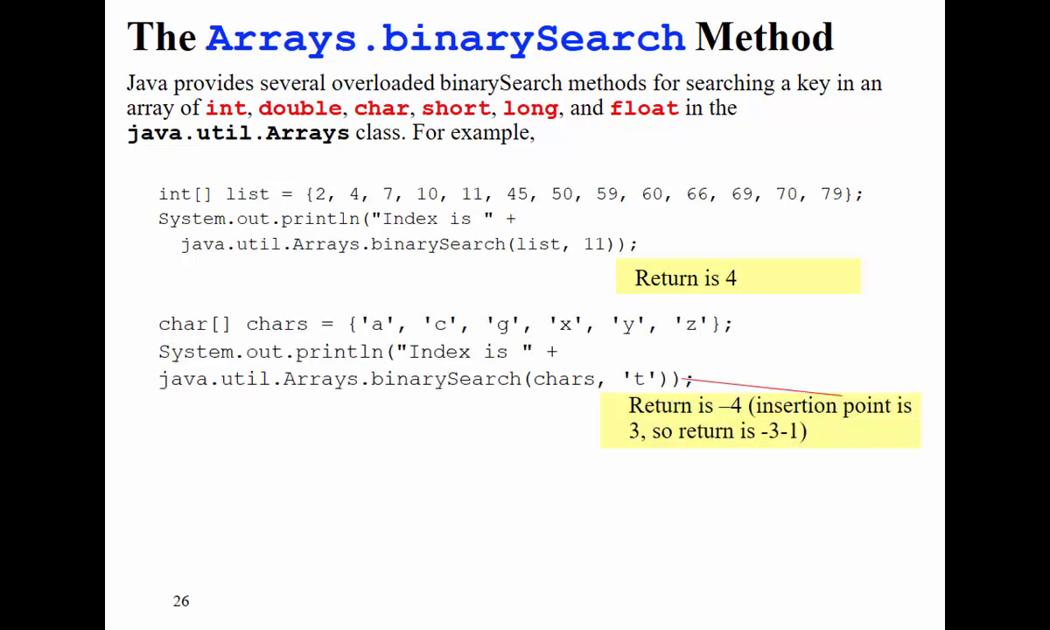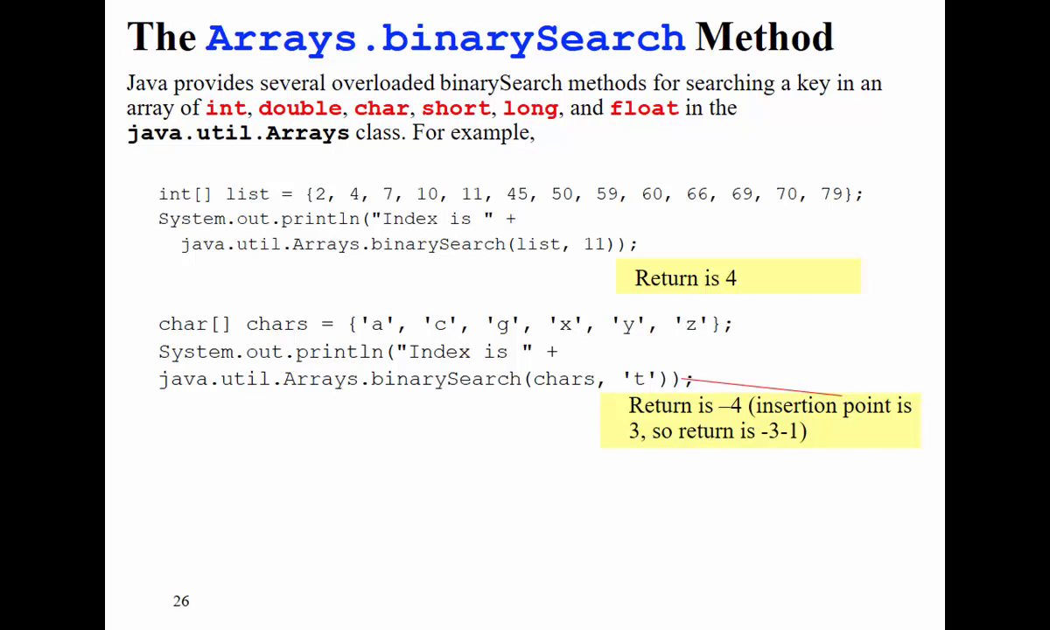Okay. Now, in case you are looking inside a character array, you have A, C, G, X, Y, and Z, and you're looking for element T. Element T does not exist. The binary search will return -4. Why does it return -4? Because this array is sorted. If you want to insert T inside this array, where is the location? Where is the appropriate location to insert T? 0, 1, 2, at 3. So 3 plus 1, negated, will return -4.